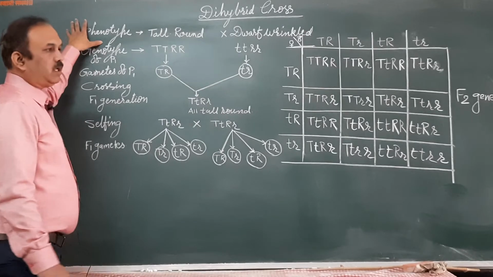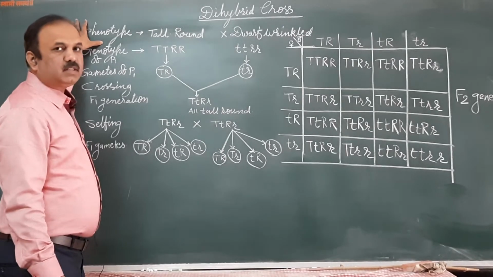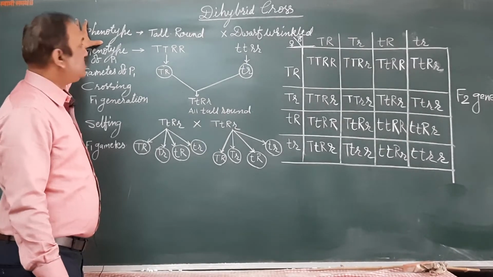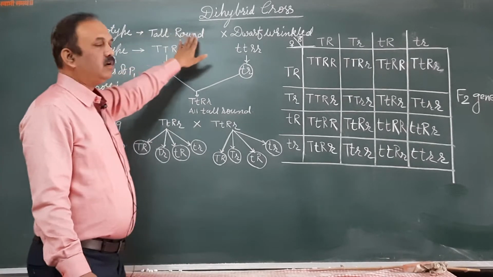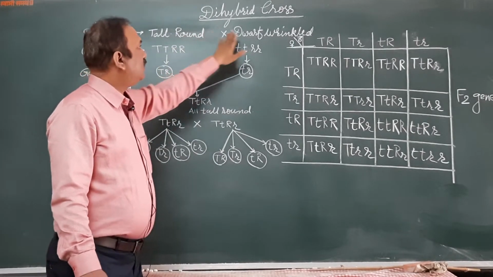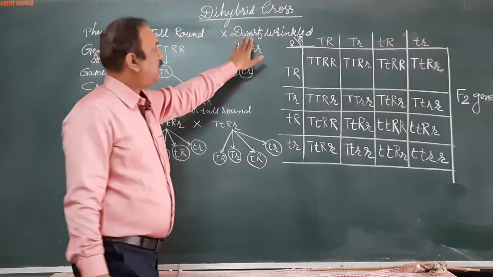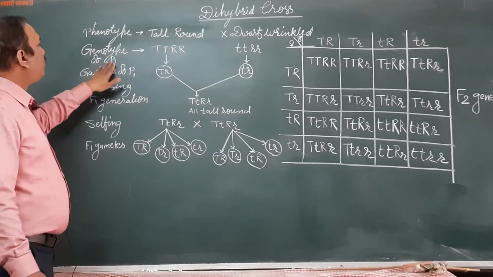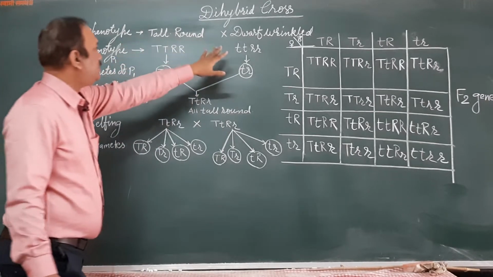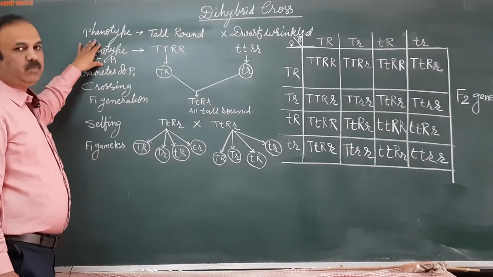This is the phenotype. Phenotype means the external appearance of the plant. This plant is tall and has round shaped seeds. The other plant is a dwarf one having wrinkled seeds. Now the genotype. Genotype of P1 means parents. These are the parents. Genotype means genetic makeup.